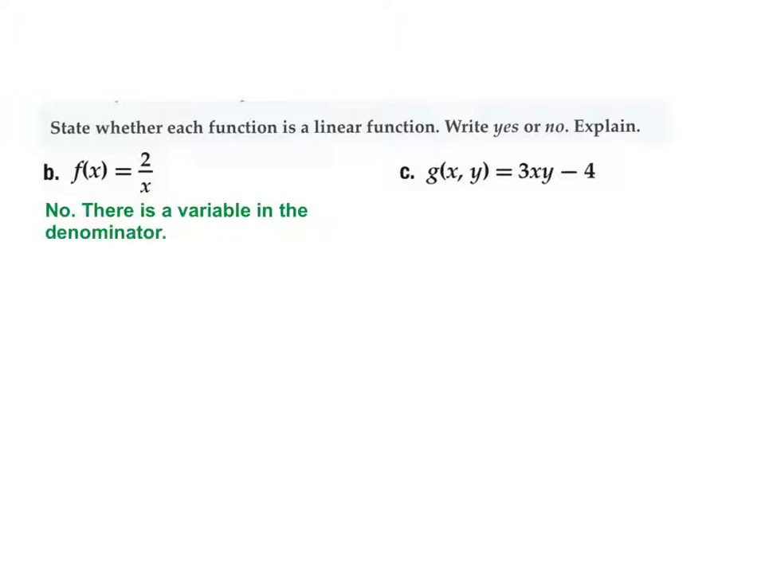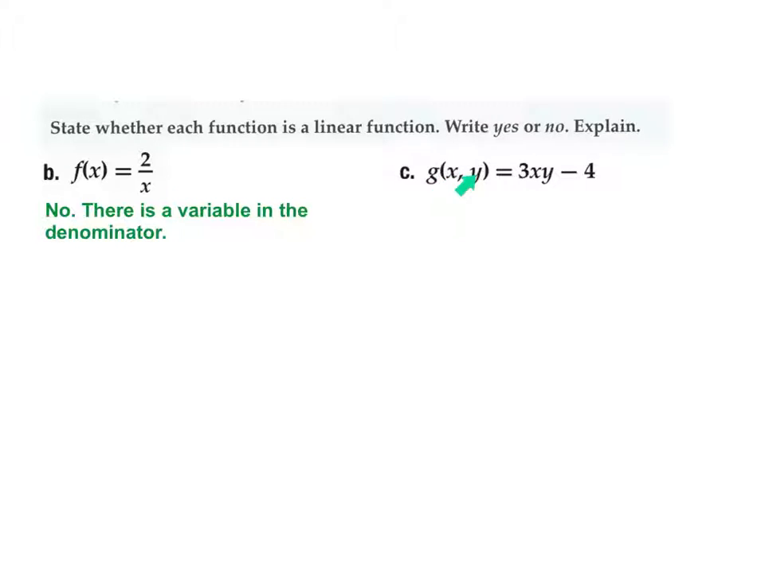So my explanation is, no, there is a variable in the denominator. That's it. So there's less work when it's not linear. You just state the reason, of those 4 things that have to happen, the one thing that makes it not happen. If there is more than one reason that makes it not linear, then state all the reasons. That's okay.